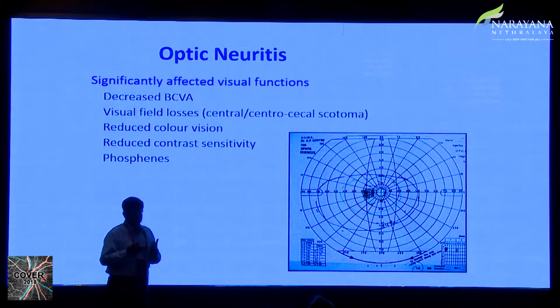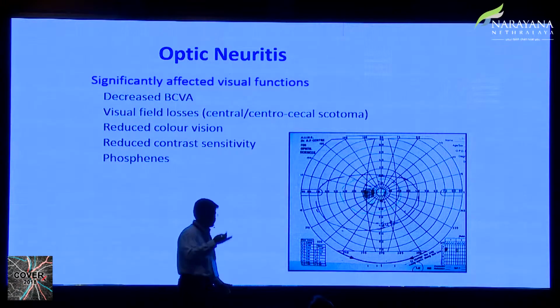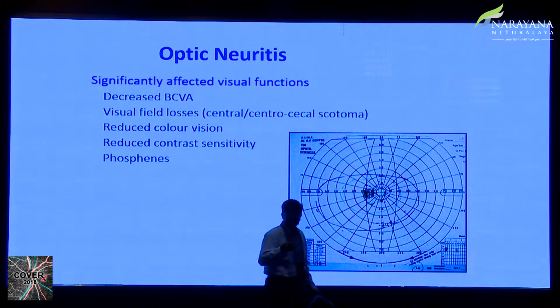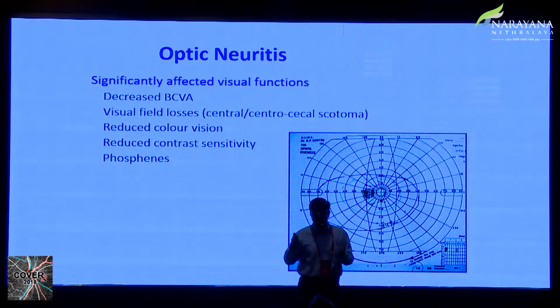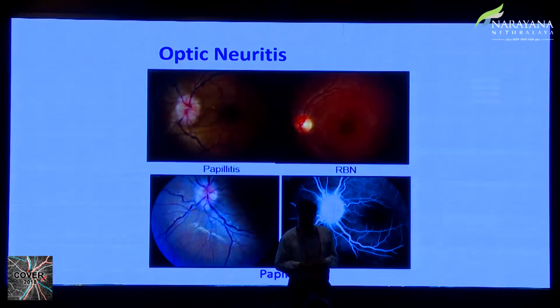The visual fields may be variably affected. You often have centrocecal scotomas. They can mimic any kind of pathology, or sometimes are even confused with glaucoma. Of course, you have color contrast affected. The color is usually more affected compared to the visual acuity, and you have other phosphenes or positive symptoms that the patient may complain of.